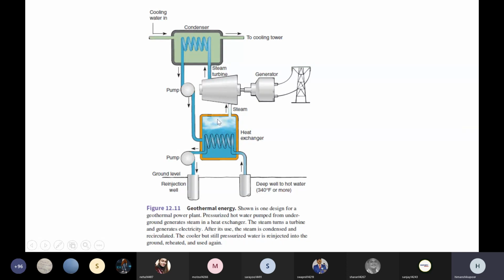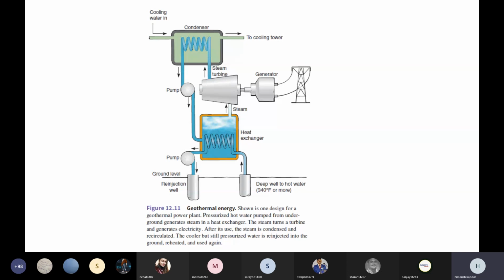You can see that from the wells which are dug, the hot water is taken up, and then this hot water is utilized to rotate the turbine. Majorly the steam, and then this steam is condensed again to produce water, and then again the turbine is rotated. Every time the turbine is rotated, there is generation of electricity.